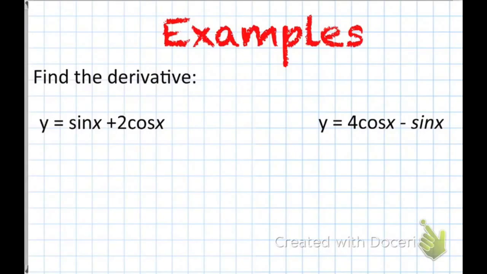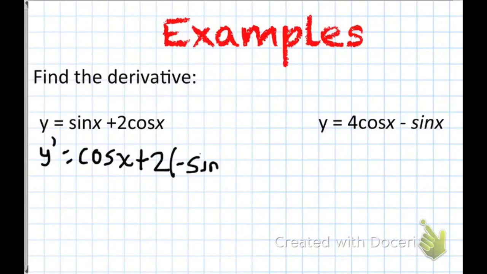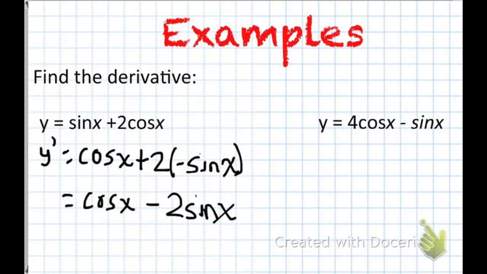There are 2 more examples to find the derivative of, and in these 2 examples, there are 2 parts to the equation. But we'll still do the same thing. So y prime equals, the derivative of sine x is cos x, so we do cos x plus 2 times the derivative of cos x, which is negative sine x. And then we just expand it again, so it's cos x minus 2 sine x is the answer.